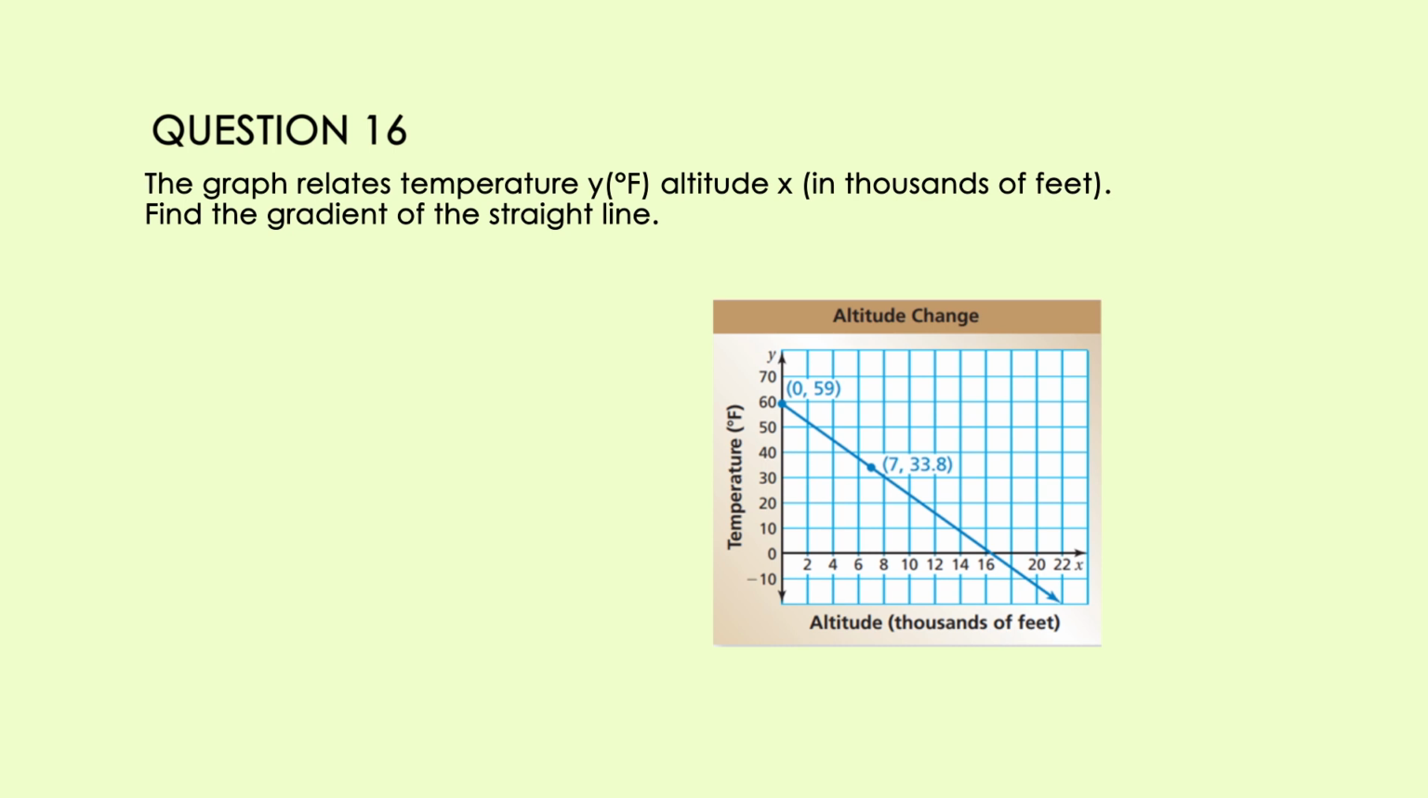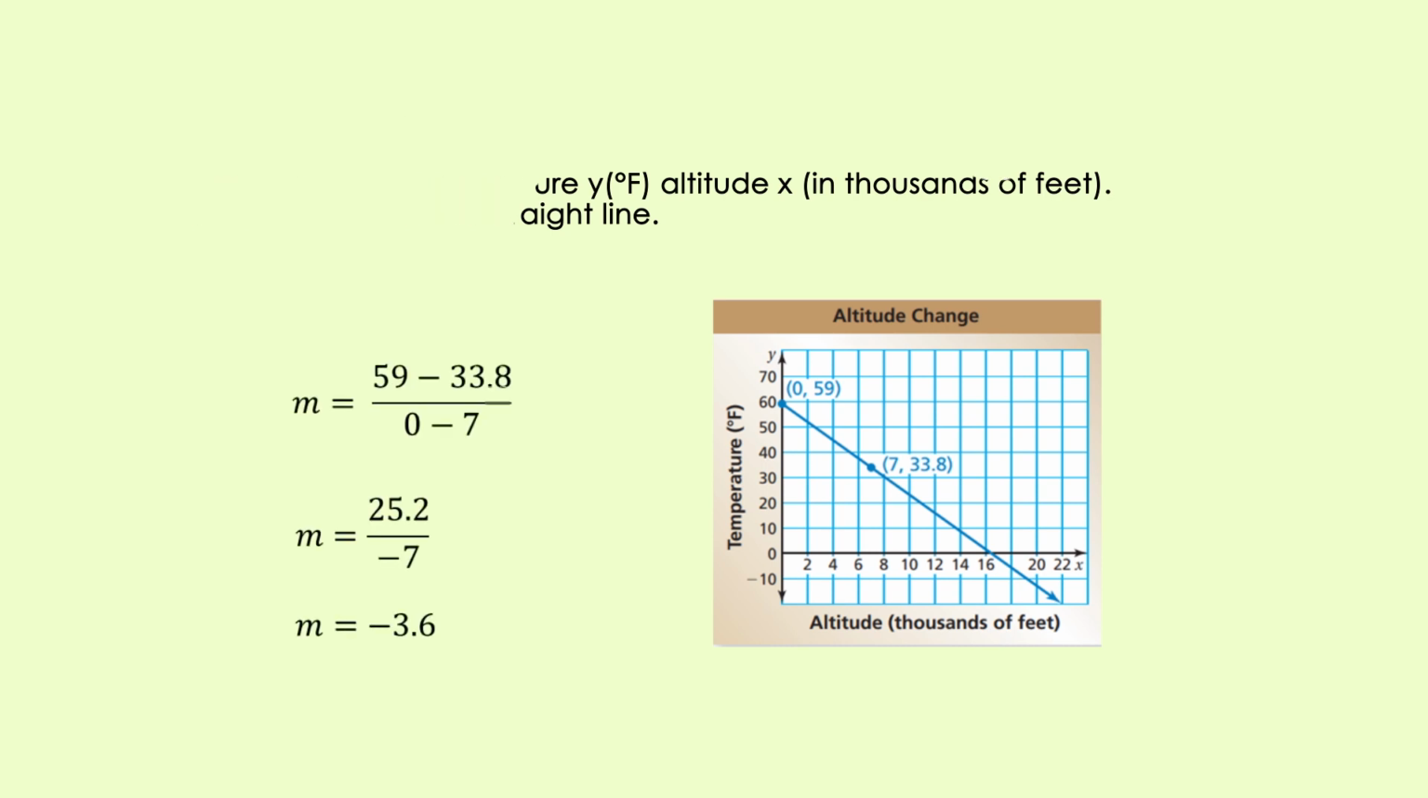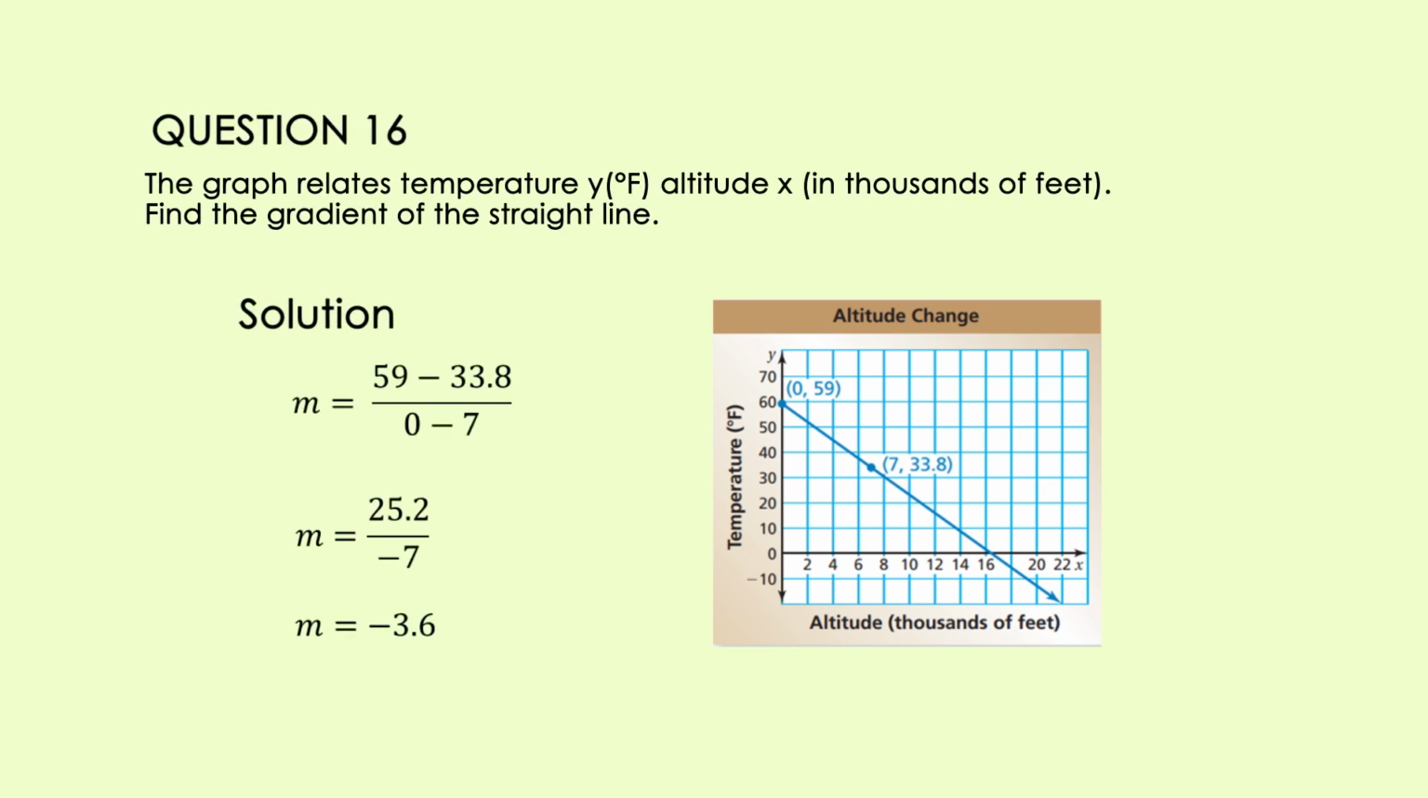The graph relates temperature y degrees Fahrenheit to altitude x in thousands of feet. Find the gradient of the straight line. You can look at the graph and get the important information. From the graph, we have 2 different points, which are (0, 59) and (7, 33.8). Then, by substituting both points into the formula, we will get 59 minus 33.8 over 0 minus 7.